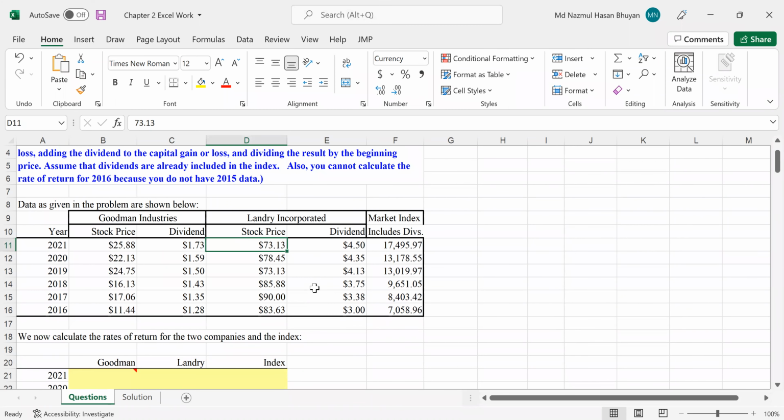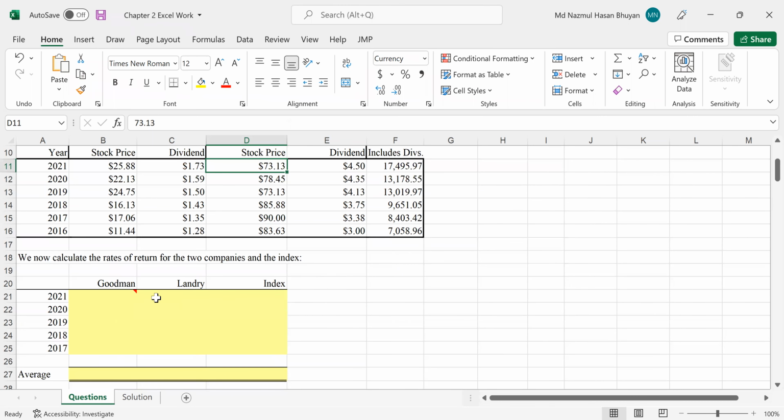In the very first problem, we have annual price data along with corresponding dividend data from the year 2016 to 2021 for two different companies, Goodman and Landry. And then we also have the price information data for the market index. Now, in the very first problem, we are going to calculate the holding period return for both of the companies and the market from the year 2017 to 2021.